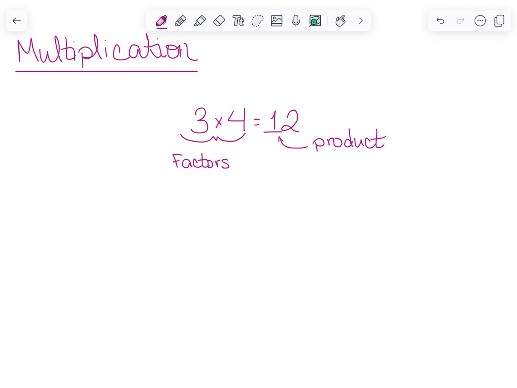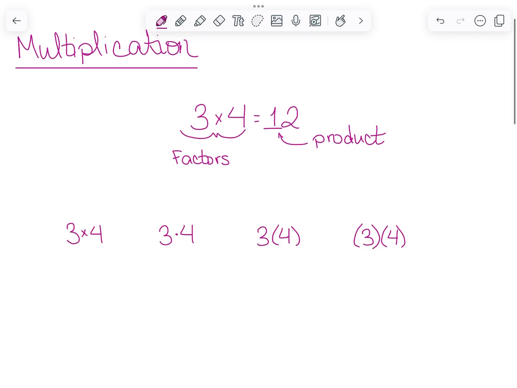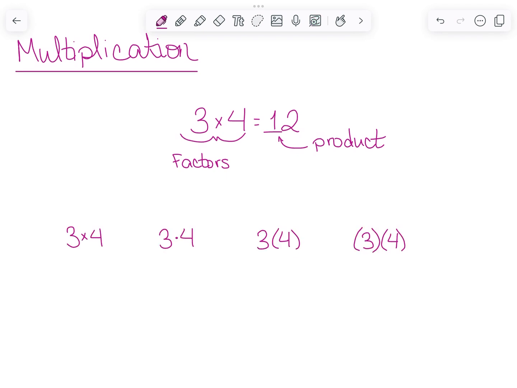There are also multiple ways to denote multiplication. In this case, I was using an X, which is our common multiplication symbol, but sometimes we use a dot or parentheses. So we could write it as 3x4, 3.4, 3 parentheses 4, or parentheses 3 parentheses 4, like these 4 ways here.